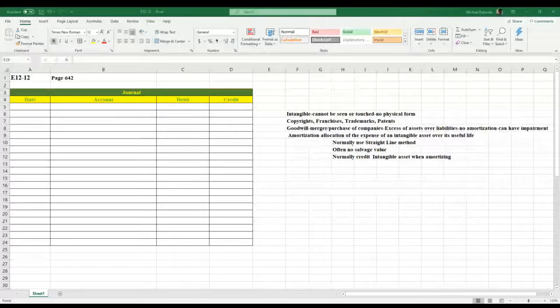Copyrights, franchises, trademarks, patents, things like that can be intangible assets. Goodwill is another intangible asset that can come from a merger or a purchase of a company. It's usually the excess of assets over liabilities. There's no amortization, and it can be impaired.